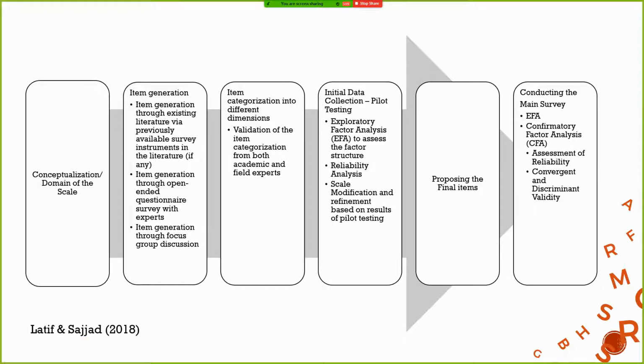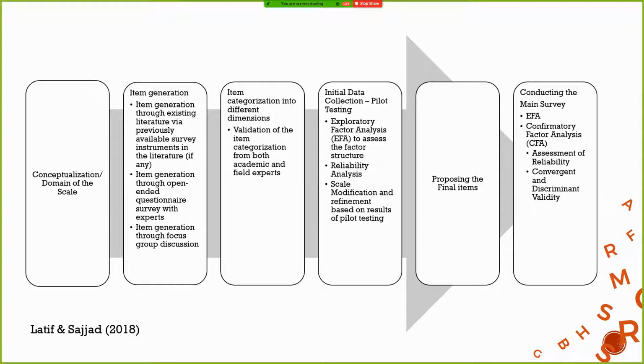So it's more or less the same thing. You start with the identification of the definition, you generate the items both from the literature and from the interviews or group discussion. You take them to the experts, ask them to validate your categorization, ask them to tell you whether the items that you have identified actually measure the underlying construct. You go for the pilot study. Once you've got the data for the pilot study, do EFA, check it for reliability and modify your scale. Once you have the modified scale, go for the main study. And in there, you again do your EFA. Check whether this EFA and the earlier EFA from the pilot study are similar. And then go for the confirmatory factor analysis.